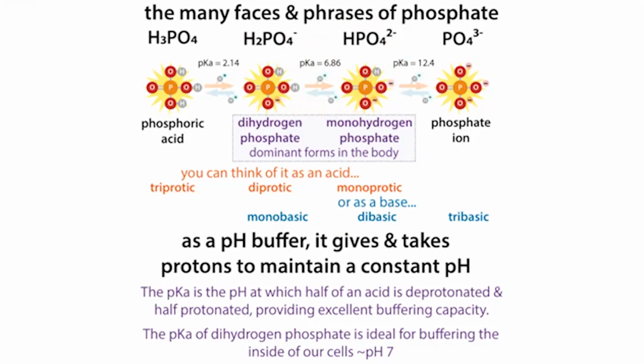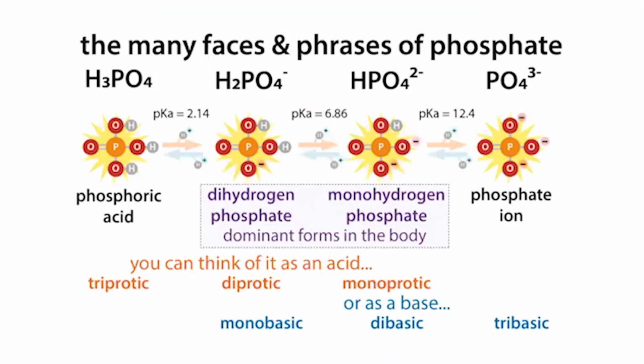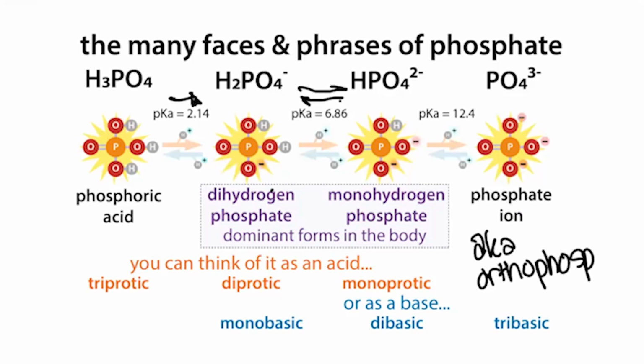Okay, but we're still not done because we have that one other group still. We have this phosphate ion, this PO₄3-. This is also sometimes referred to as orthophosphate, where ortho means true. So this is a true phosphate ion. It has all three of these groups deprotonated. We call this the orthophosphate ion, and it's tribasic because it has those three groups that are able to act as a base and take a proton.